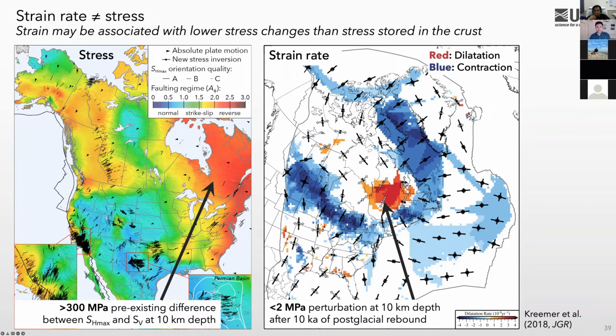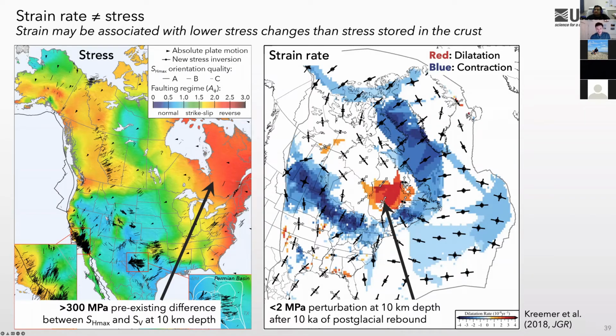So why is strain basically the opposite of what the stress field indicates? We think there's just a huge difference in the magnitude of the stresses already stored in the crust relative to what's being relieved by this glacial isostatic adjustment. If you take a depth of 10 kilometers, assume the crust is critically stressed, and assume hydrostatic pore pressure, which is a fairly reasonable assumption in most places, you would estimate over 300 megapascals of difference between the maximum and minimum principal stresses in this compressive area southeast of Hudson Bay.